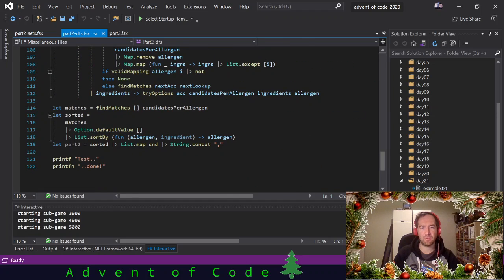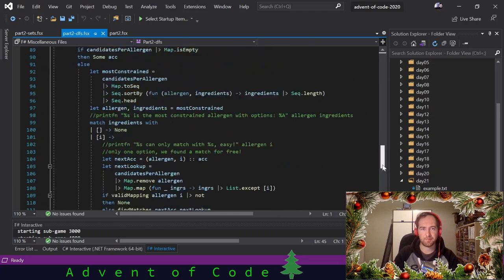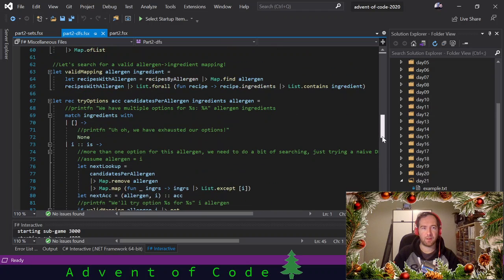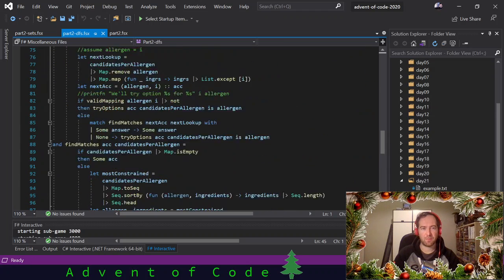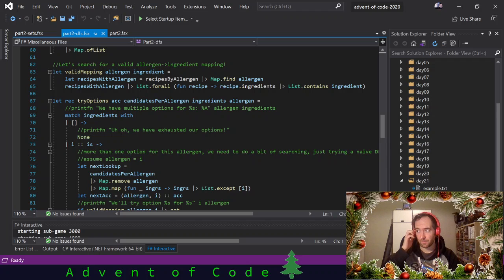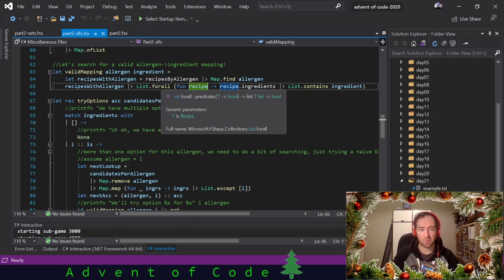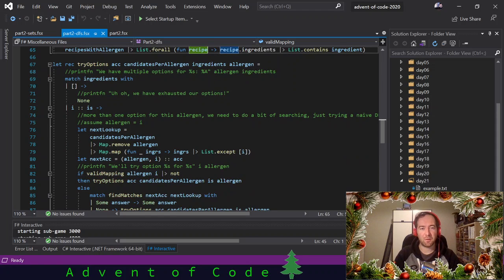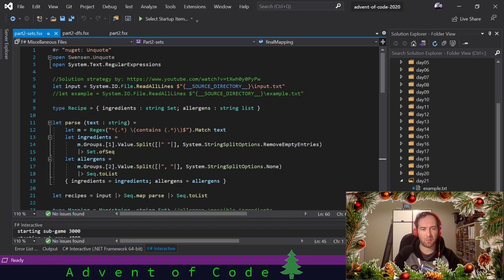That ended up in 100 plus lines of very dense F-sharp code. It's even two mutually recursive functions, and I wouldn't like to maintain code like this. I would definitely not like to explain it to you, because although it is possible to brute force your way through it, there's a smarter way, and a lot of people on Reddit and YouTube mentioned it. We don't need any backtracking at all to solve day 21, and that's what I wanted to share and explain a bit.